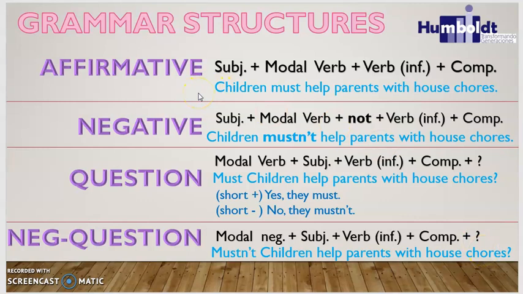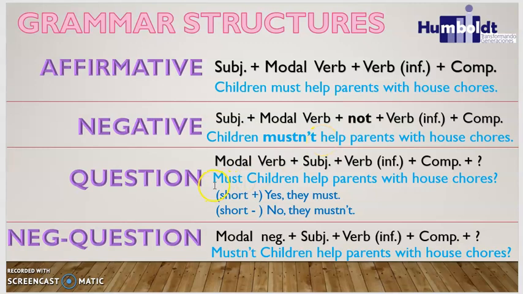Let's analyze them. Children must help parents with house chores. Los niños deben, this must is the modal verb deber, deben ayudar a sus padres con los quehaceres del hogar. Okay? Now, the example in the negative one, that is children mustn't help parents with the house chores. Los niños no deben, so we add the contraction in here, mustn't is the same as must not. No deben ayudar a sus padres con los quehaceres del hogar.